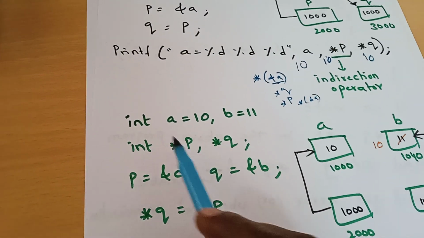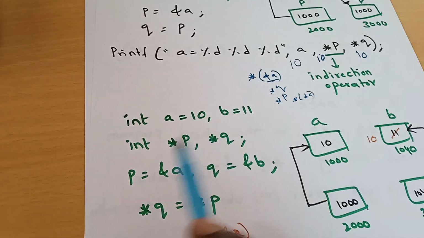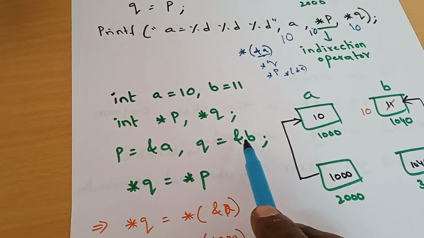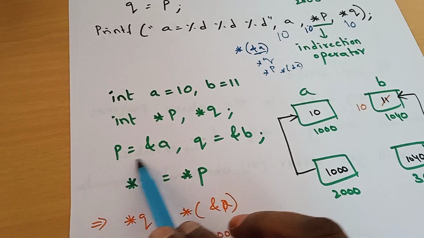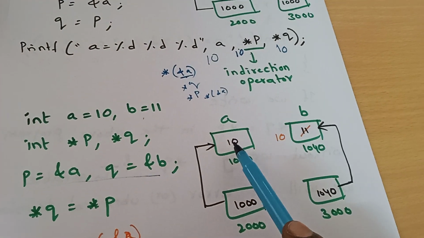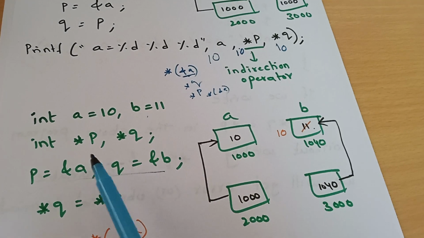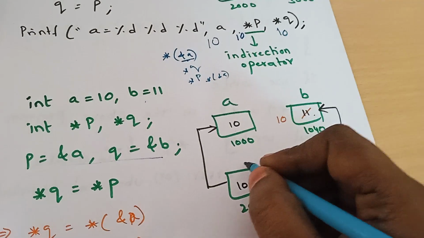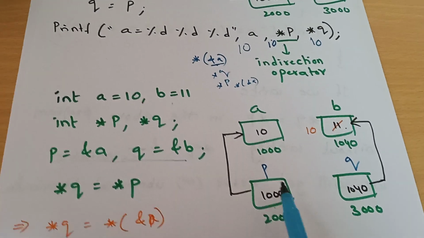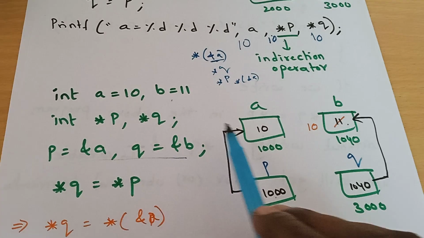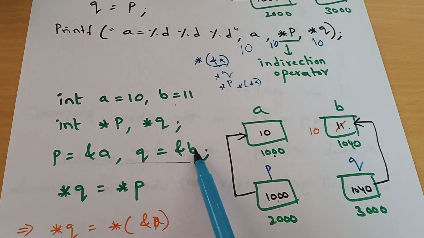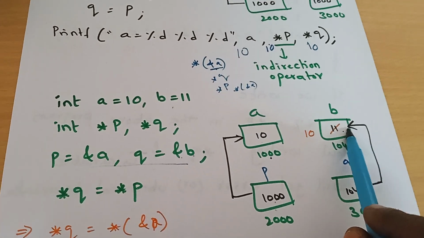Here in this example, int a is equal to 10, b is equal to 11. Int star p and star q, p is equal to ampersand a, q is equal to ampersand b. Up to here it is clear for everyone, I believe, because these are two general variables, 10 and 11. Star p, star q, that is, these two pointers p and q are being created. Then p is equal to ampersand a, so pointer p is pointing to the address of a, that is 1000. Q is ampersand b, that is, q is pointing to b.